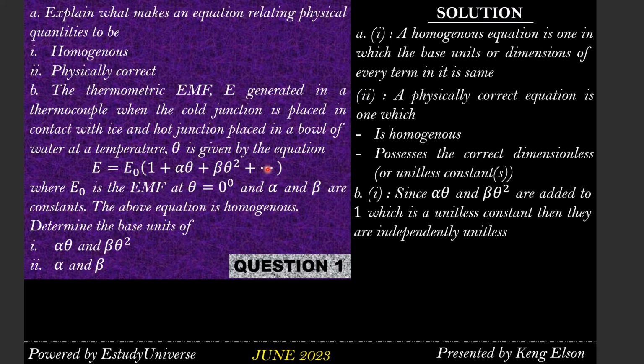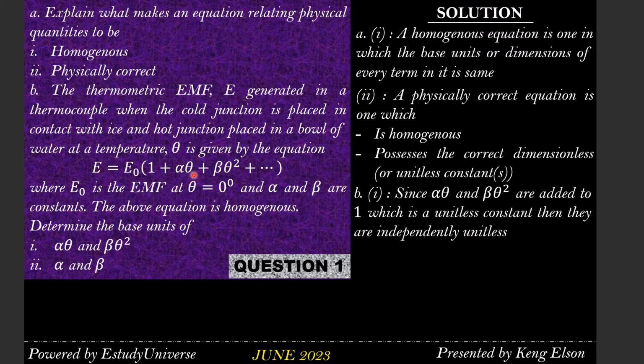Because if this quantity in bracket has base units, then it therefore means that this equation will not be homogeneous, because you already see that E is equal to E0 times this. So the base units of this quantity in bracket should give you the base units of E divided by the base units of E0. But the base units of E and E0 are the same. It therefore means that they are going to cancel off. So this quantity in bracket has no base units, since the base units of E and E0 will cancel off. So the quantity in bracket here is supposed to be unitless.